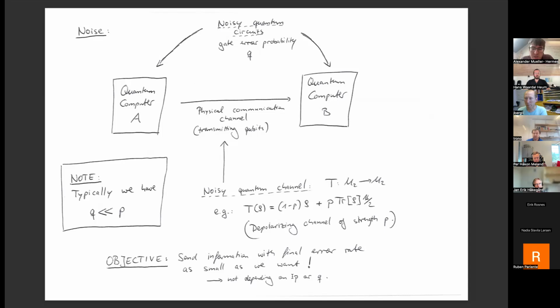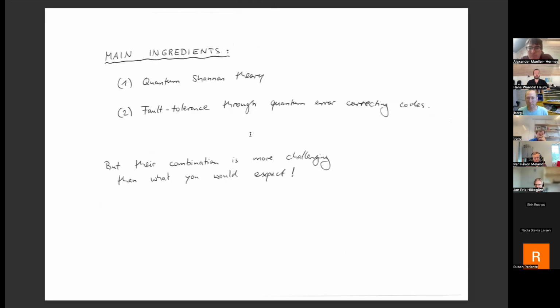That it doesn't depend on P, that's somehow the quantum Shannon theory flavor, but it should also not depend on Q. Okay. So the main ingredients to achieve this goal are quantum Shannon theory and fault tolerance through quantum error correcting codes. But somehow the challenge lies in the communication of these two worlds.